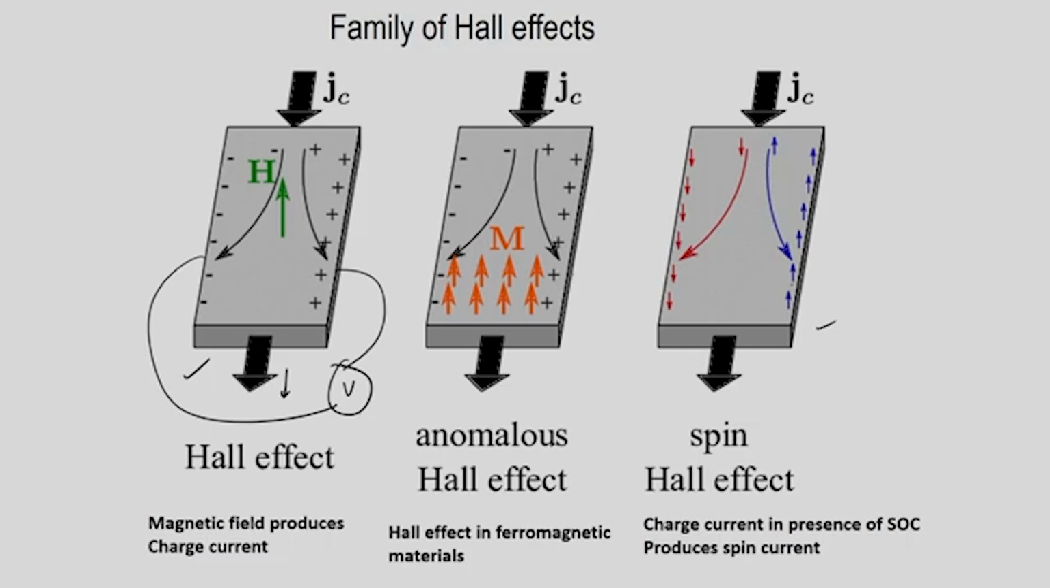Okay. So, the Hall effect, we know that the magnetic field produces charge current. The anomalous Hall effect, which we have not discussed, basically happens, or is observed, in ferromagnets. So, it is the Hall effect in ferromagnetic material. And then the spin Hall effect, where the charge current, which is Jc, in the presence of a spin orbit coupling produces a spin current.